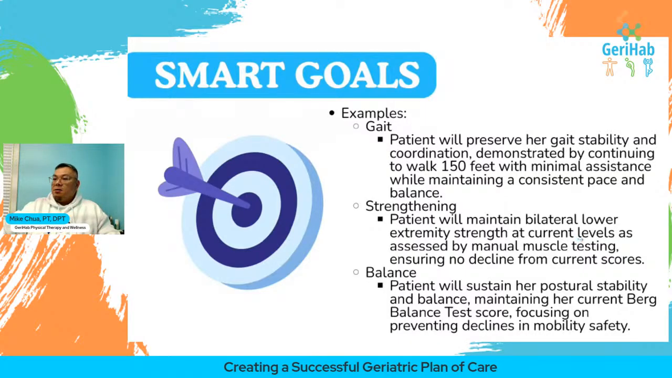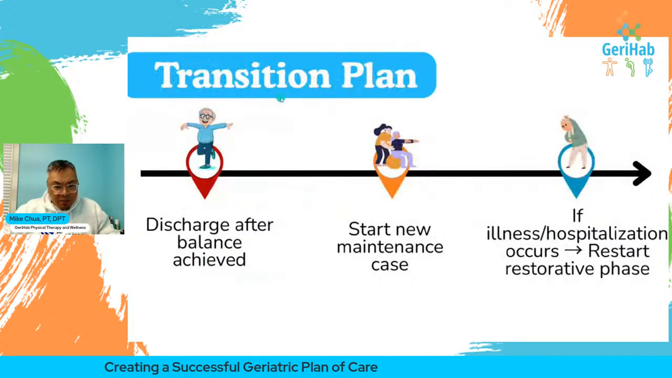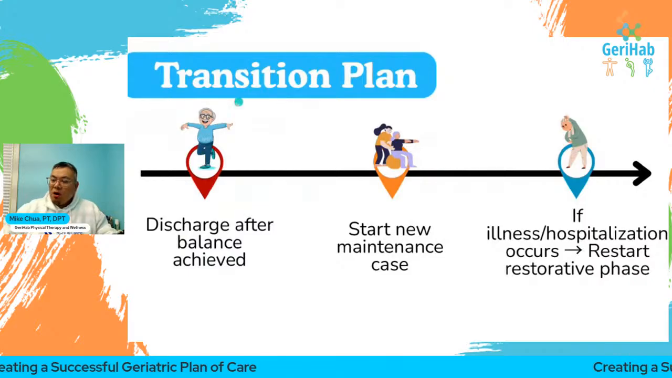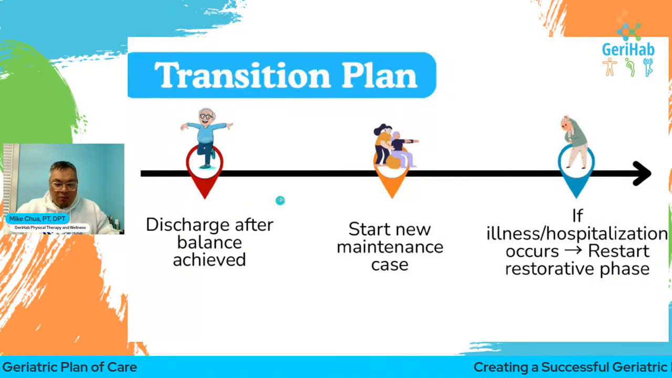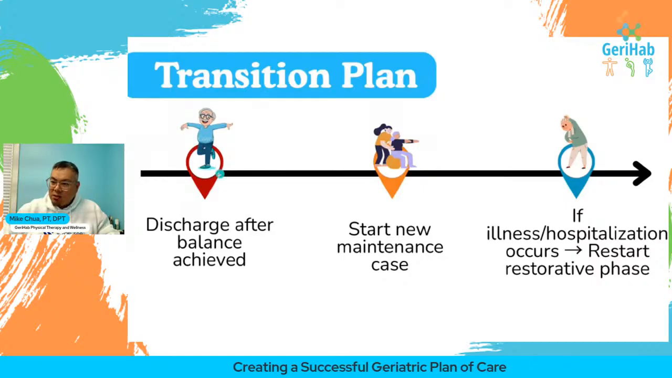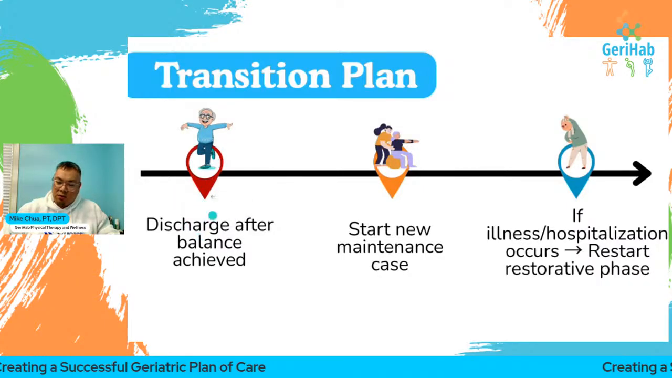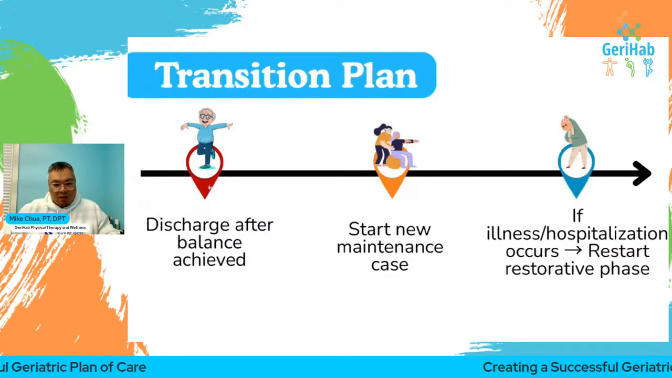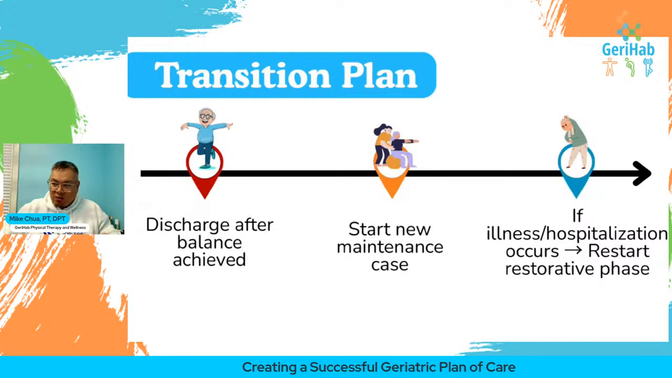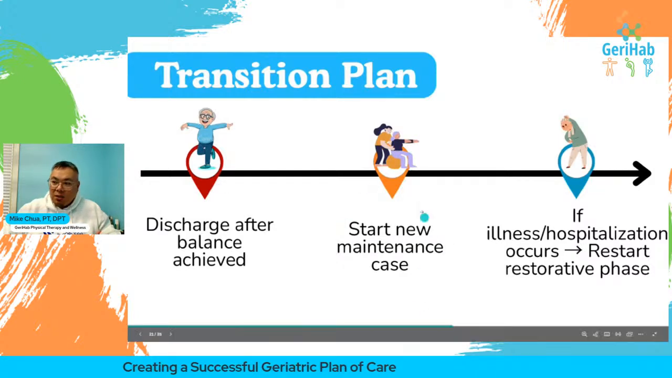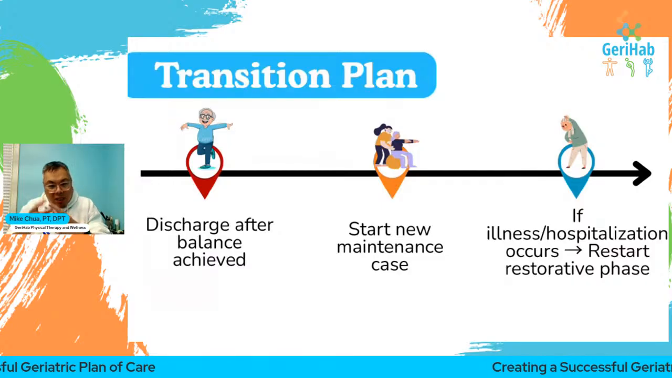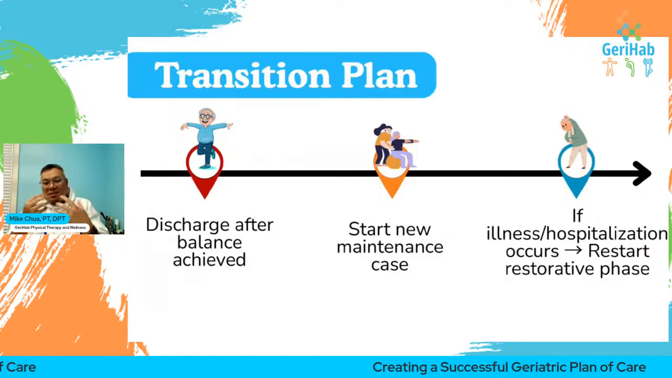All right. So again, the transition plan, it's very important that you are evaluating and re-evaluating and admitting and discharging. So once the patient has achieved their restorative goal, which is the pain, the strengthening, and balance, and they reach their maximum functional potential, you start a new case under a maintenance program. Now you're maintaining them under that program. Well, the patient is maintaining it.